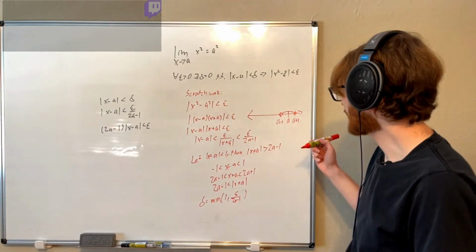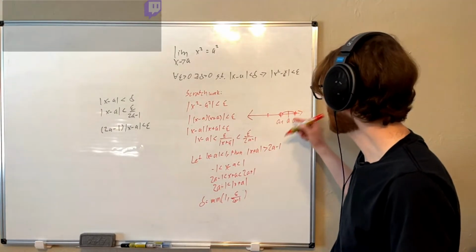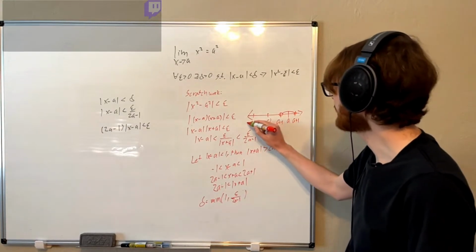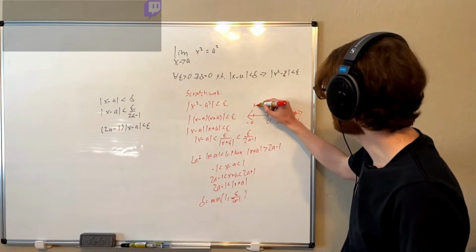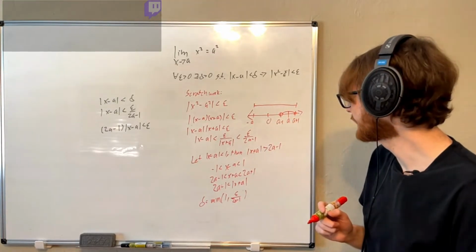So, if we're concerned about x plus a, that means, I guess we're taking a as positive here. We want to cover basically from the center here all the way to the end there, which is 2a plus 1, that distance.